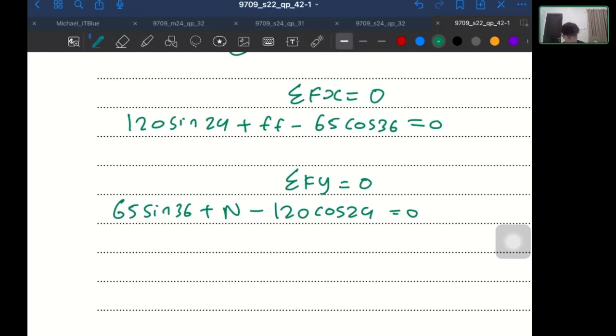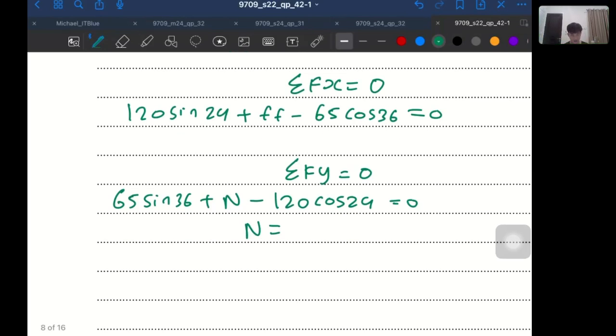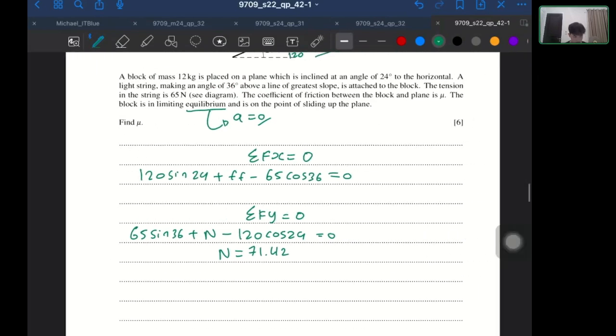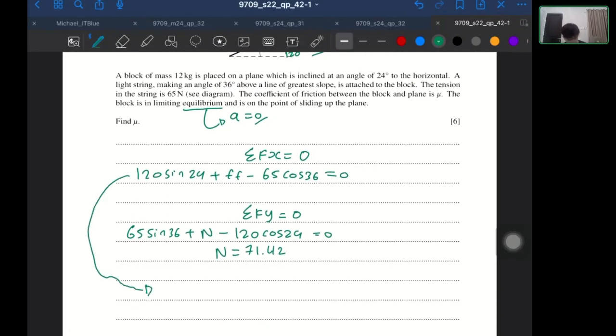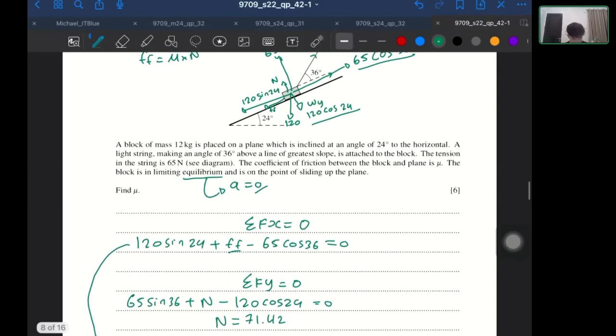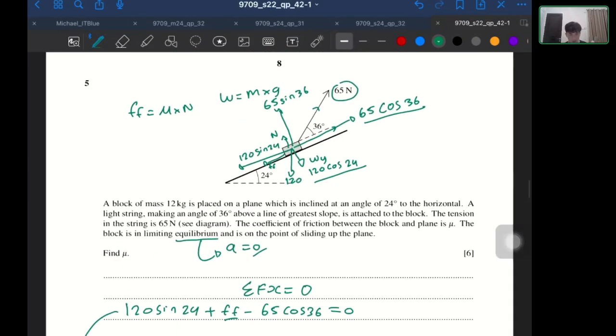Now, we have found the N value here. So if we calculate it using our calculator, we will get the normal force value: 120 cos 24 minus 65 sine 36. Okay, so we got the value of the normal force, which is actually 71.42. So guys, what should we do now? We will be using this formula again. Why? Because we have friction force, and as I explained before, friction force is equal to mu times normal force. And now we need to find the mu.